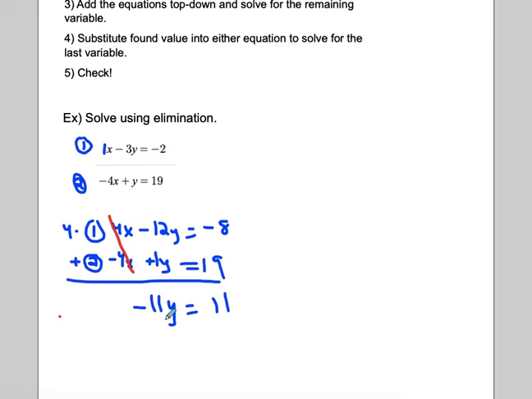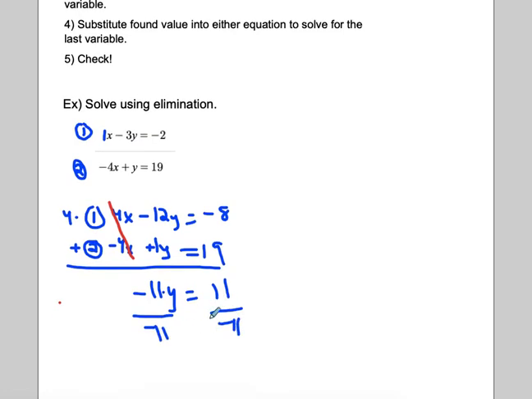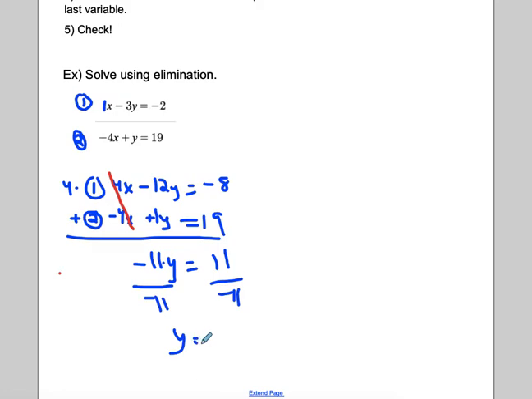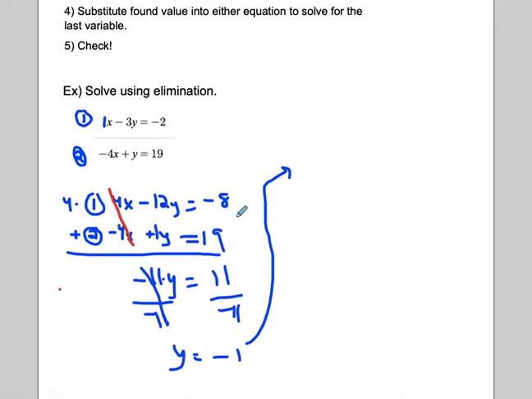My remaining variable is this y. So how do we get y alone if it's being multiplied by negative 11? We're going to divide by negative 11. What you do to one side, you do to the other side. So doing this, these negative 11s will reduce down to a 1. And on the right-hand side, a positive divided by a negative is going to end up being a negative, and 11 over 11 is 1. So what we end up finding is one value, and we found that y should be negative 1.